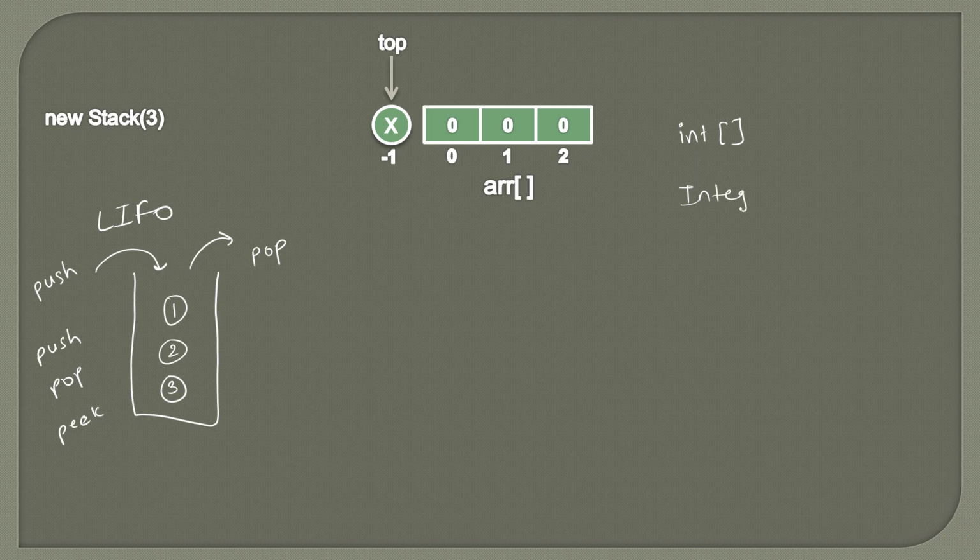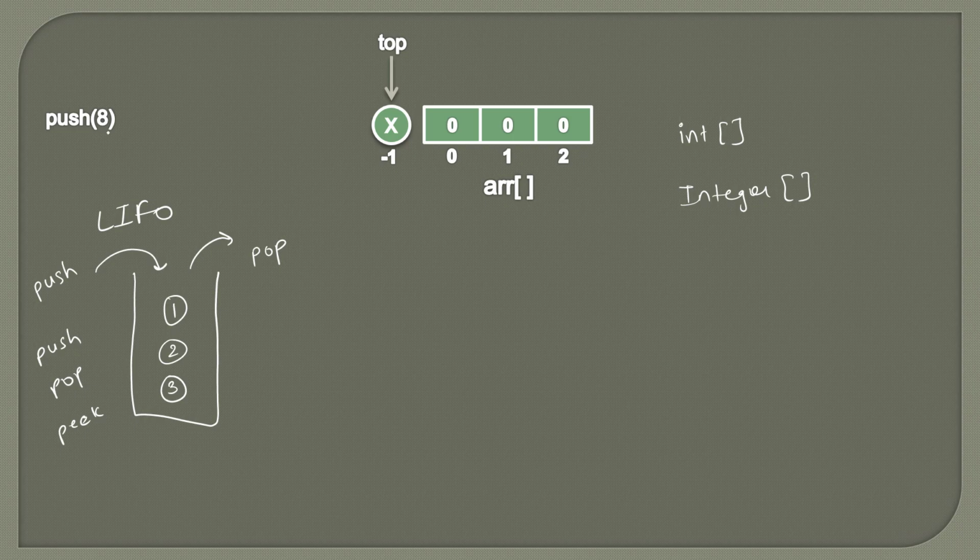If it is an Integer object array, then the default values would be null. In our previous videos we also discussed that values are inserted into the stack using the top variable. So here top is an integer variable which will traverse this array and insert the elements based on the indexes. At the start, top is pointing to -1. It means the stack is empty. Now let's see how we can perform push and pop operations.